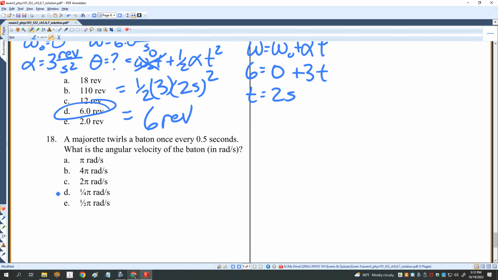A majorette twirls a baton once every half second. What is the angular velocity of the baton? So omega is equal to delta theta over delta t. And so my delta theta is going to be 1 revolution, or I want it in radians, 2 pi radians over every half second. So that's going to be 4 pi radians per second.